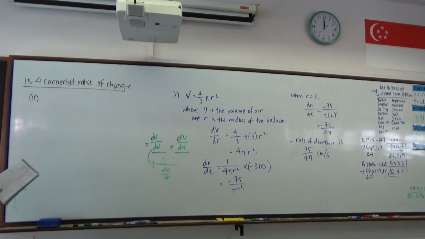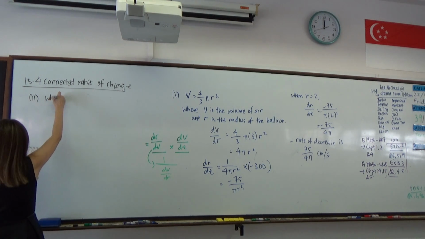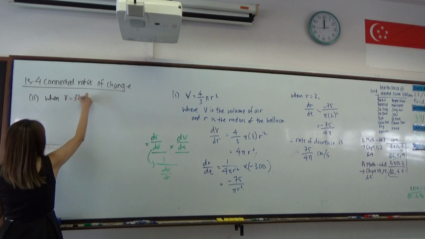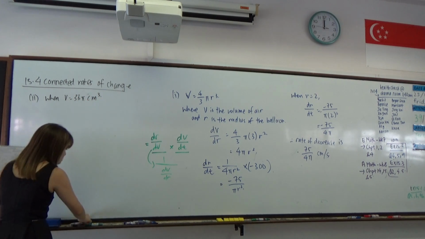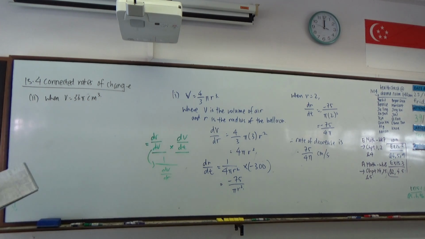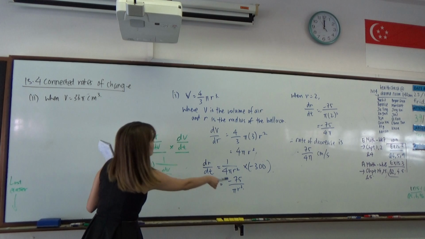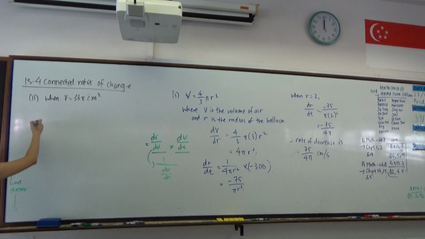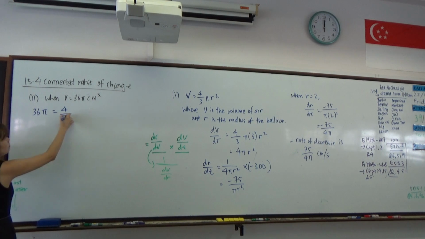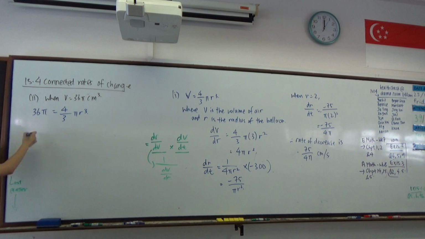Part 2 is to find out what is the rate of decrease when the volume is 36 pi, right? In order to find out the rate of decrease, we need the value of R. So we sub in 36 pi into the formula for volume. Then we find out what is the value of R.